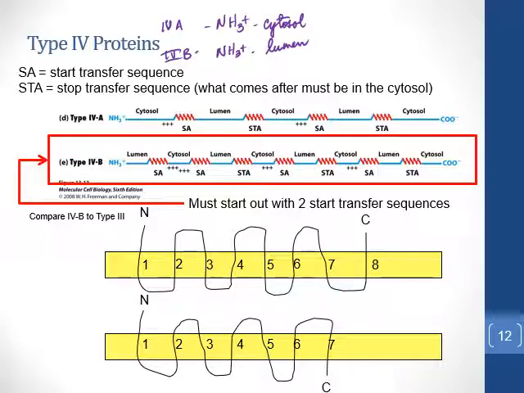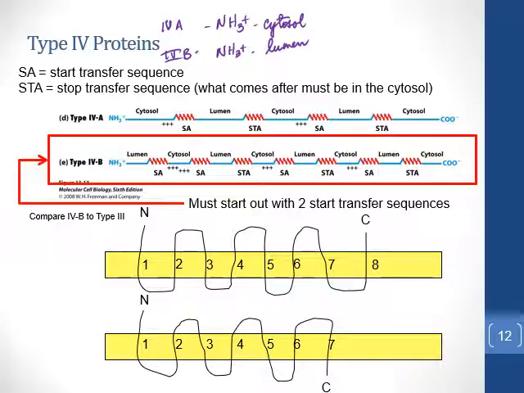And you might say, okay, well, what about the carboxy terminus? As far as naming these proteins, the carboxy terminus doesn't matter. You're going to name them based on the location of the amino terminus. So a 4A could have its carboxy terminus in the lumen or in the cytosol, but its amino terminus, by definition, has to be in the cytosol.